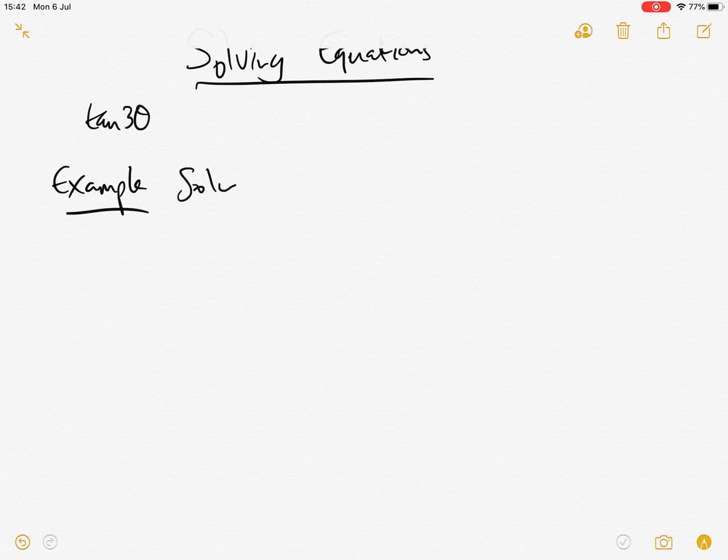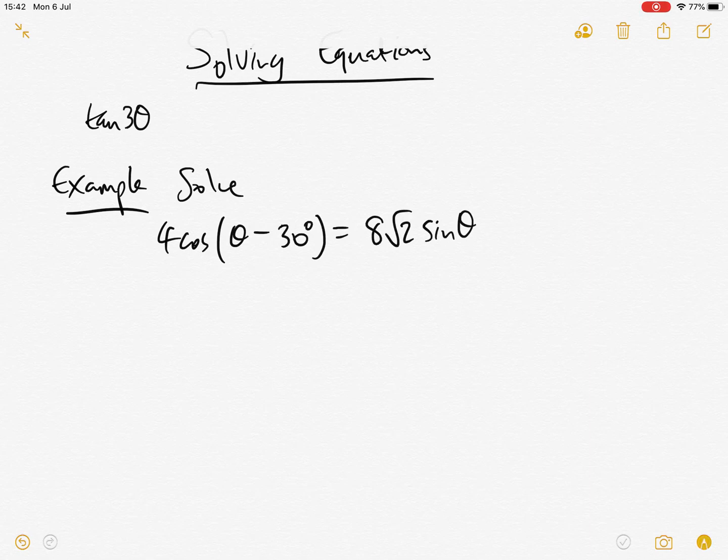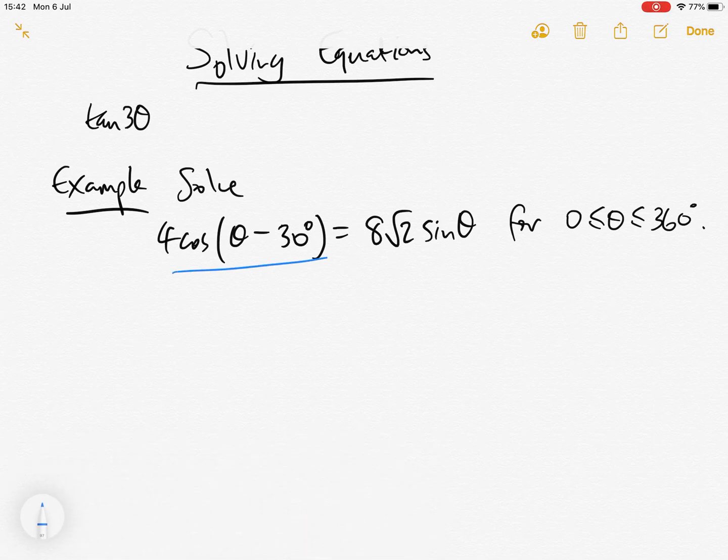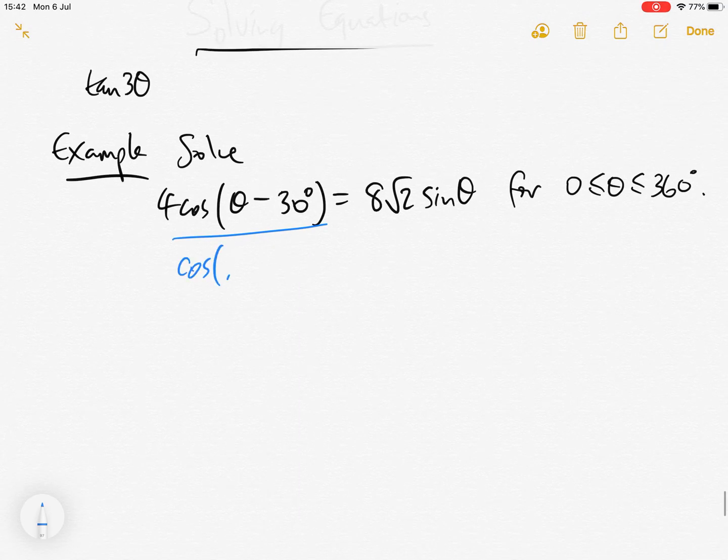So the question is solve 4 cos of theta minus 30 degrees equals 8 root 2 sine theta for theta between 0 and 360 degrees. So what we can see is we've got cos of theta minus 30. And we know one of the things we can do with this is to use the cos A minus B formula to expand it.